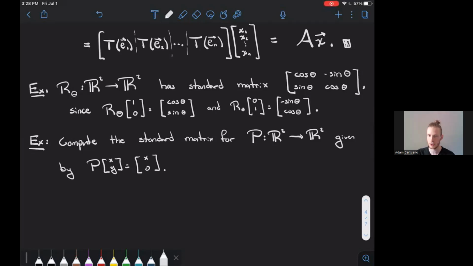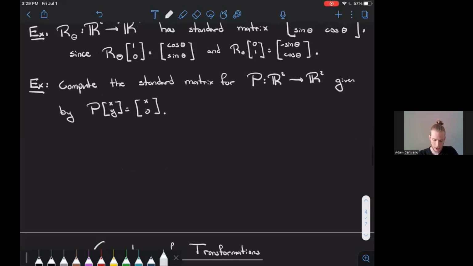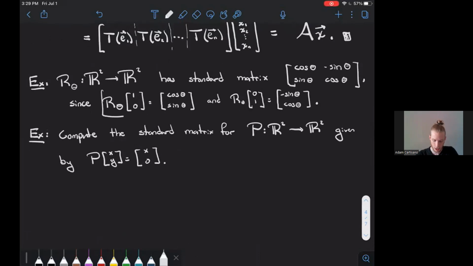Now the book goes and verifies this. It proves that it is a linear transformation, and it computes what the standard matrix is. I recommend going and reading that argument, but it boils down to we just ask what does the transformation R theta do to the standard R2 basis vectors?